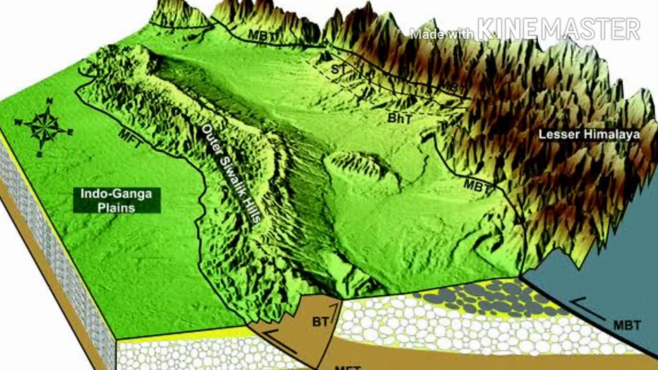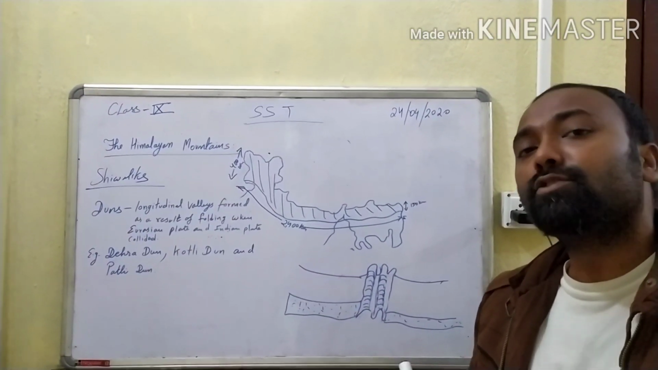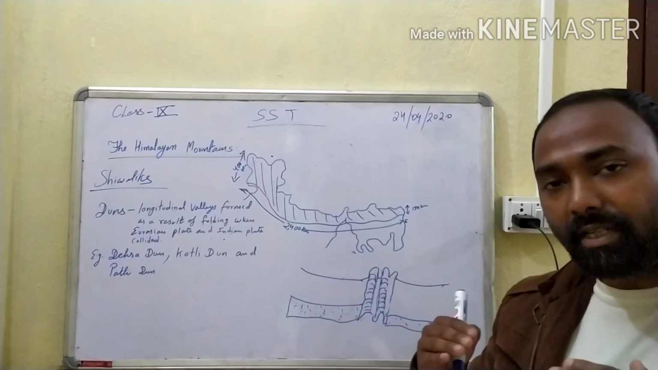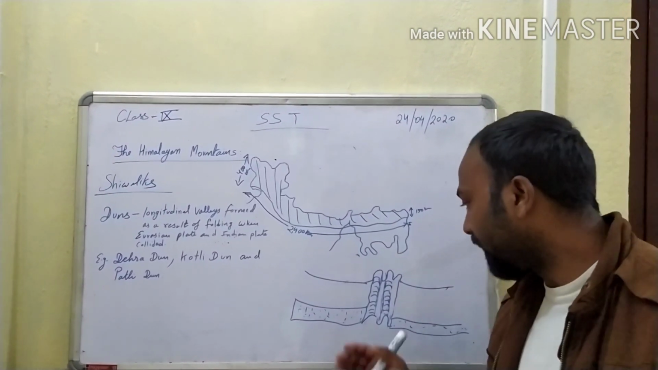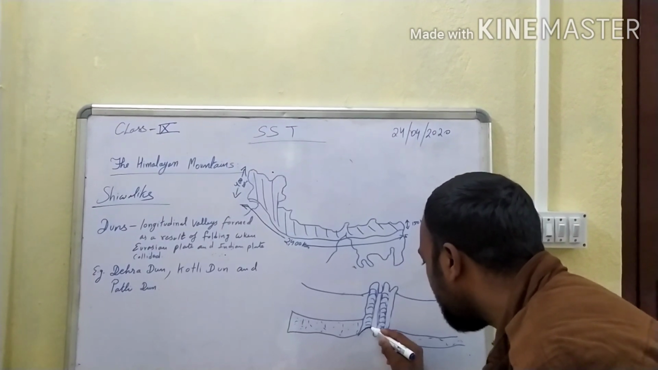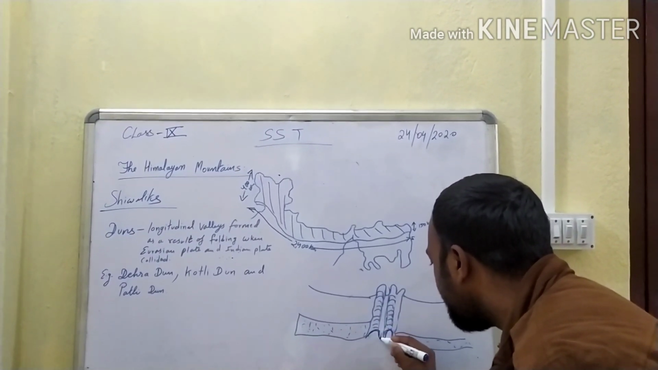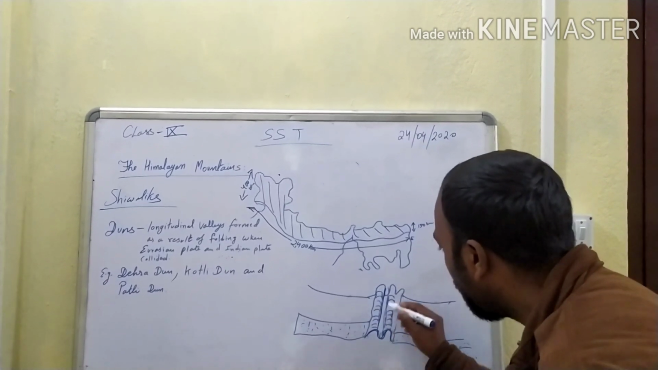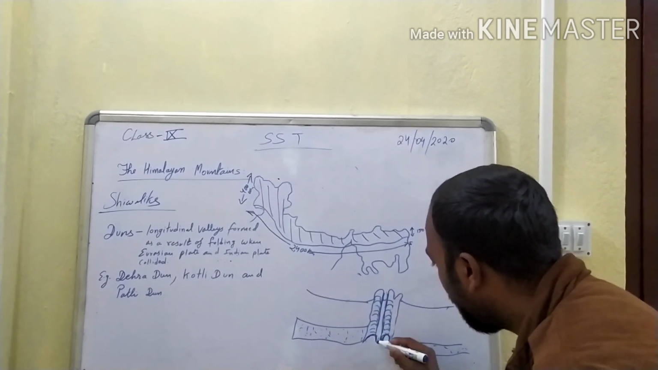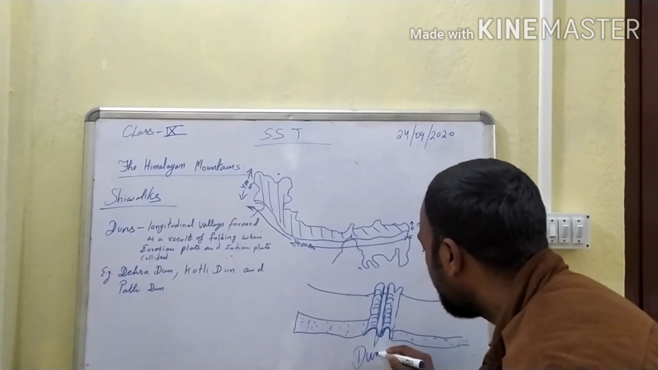The dunes were formed by folding with the collision of two continental plates. When two continental plates collide with each other, they form a folded structure. The landform was folded like this, and between these two folded structures there was a formation of a valley, and this kind of structure was called dunes.